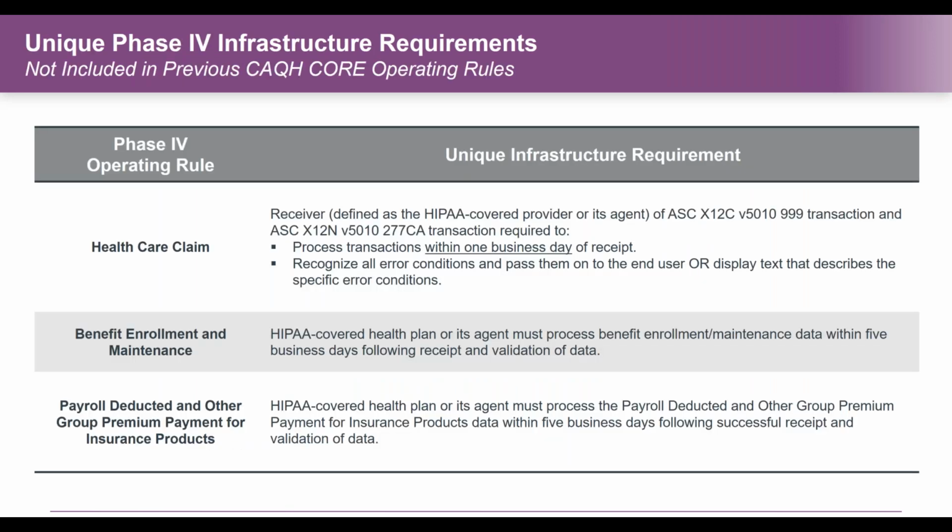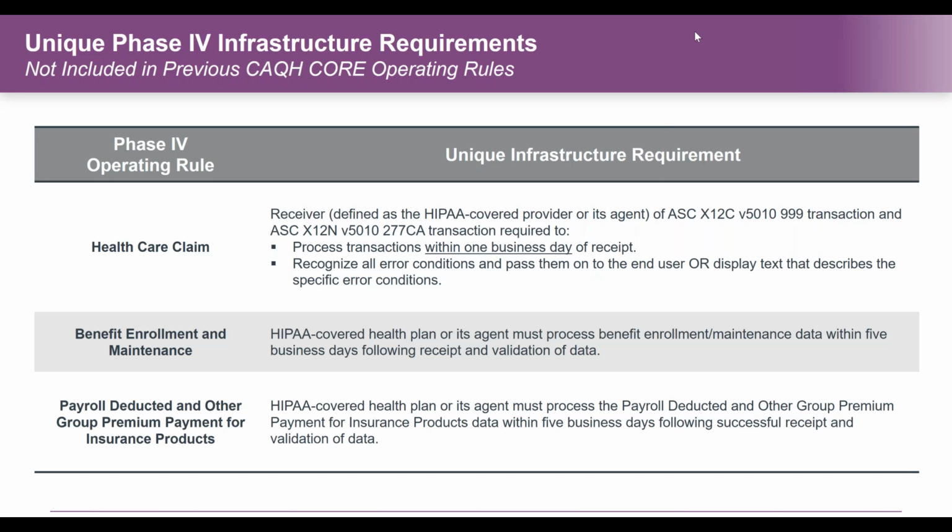As mentioned earlier, we also have some specific requirements for Phase 4 that have not been included in any other previous phase. That's because of the unique type of transactions that are within Phase 4. Specifically for the healthcare claim, the receiver of the transaction, as defined by a HIPAA-covered provider or its agent, has to be able to process the 999 transaction. And they have to be able to process that transaction within 1 business day of receipt.